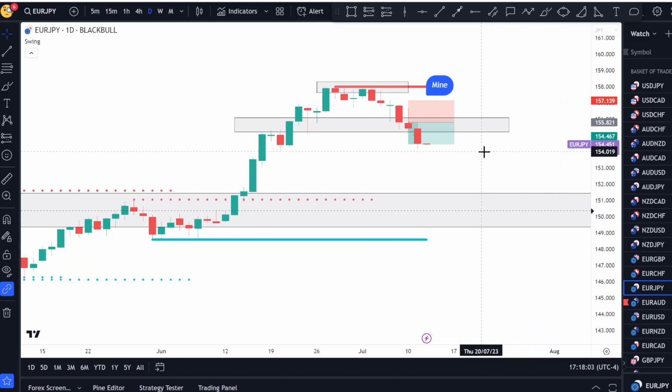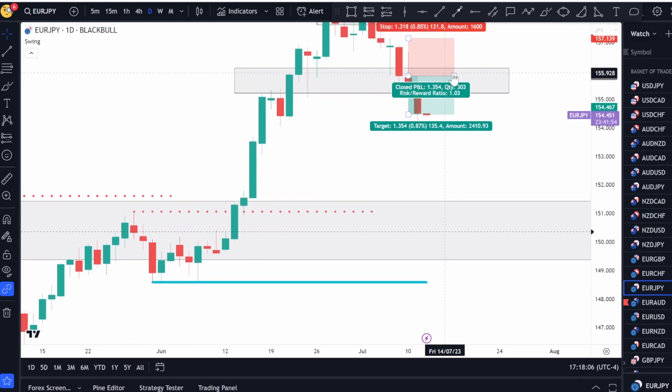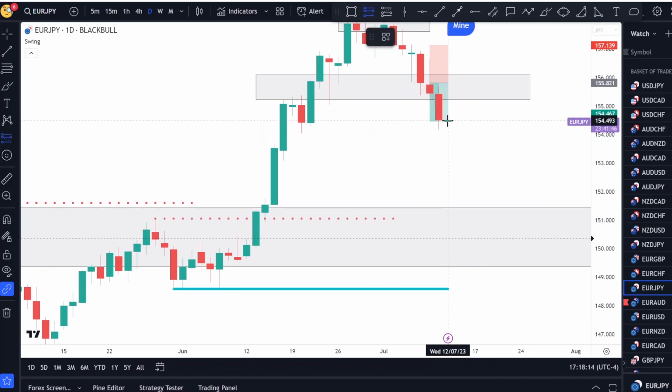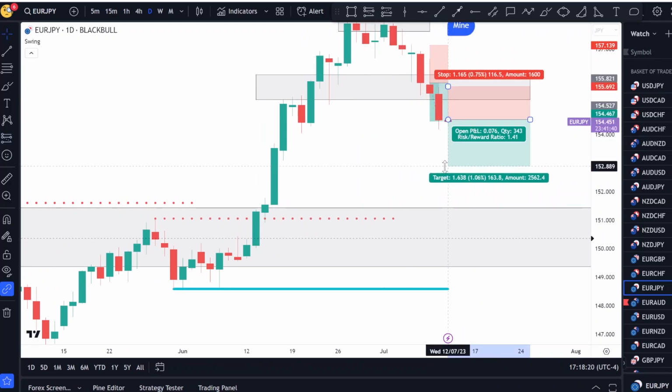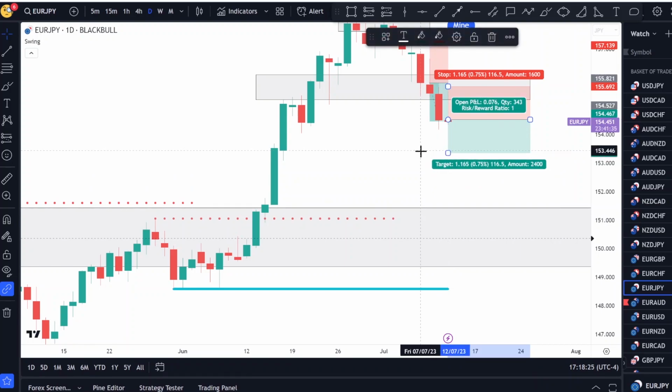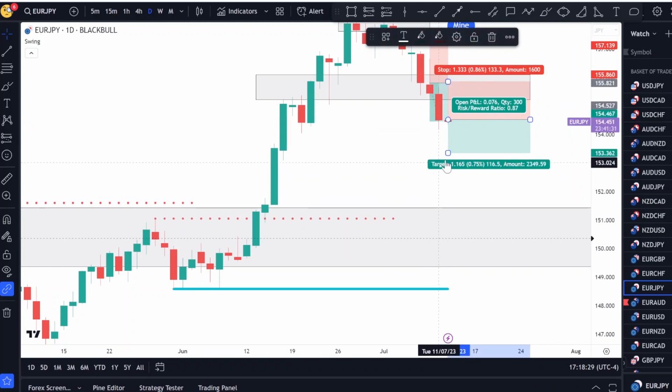Euro JPY, this is nice. Entry, and enter another right here. Hopefully it has a follow through down. We can also pull back and retest, obviously. A little bit higher maybe.